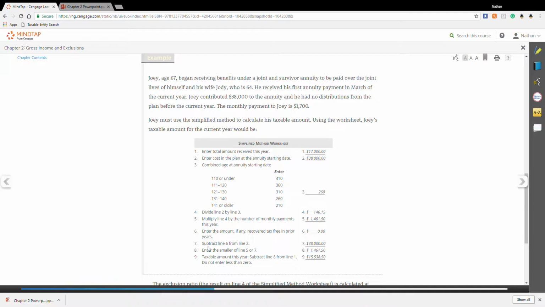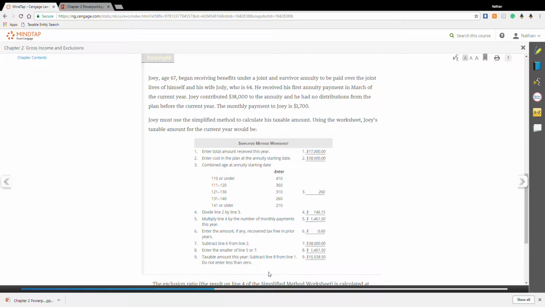Subtract line 6 from line 2. That leaves us with just the $38,000. Enter the smaller of line 5 and line 7, which is $1,461.50. So our taxable amount this year is going to be the difference between line 1, the amount we received, and the $1,461. Basically, this is our exclusion from the annuity. So we actually have tax on $15,538.50.